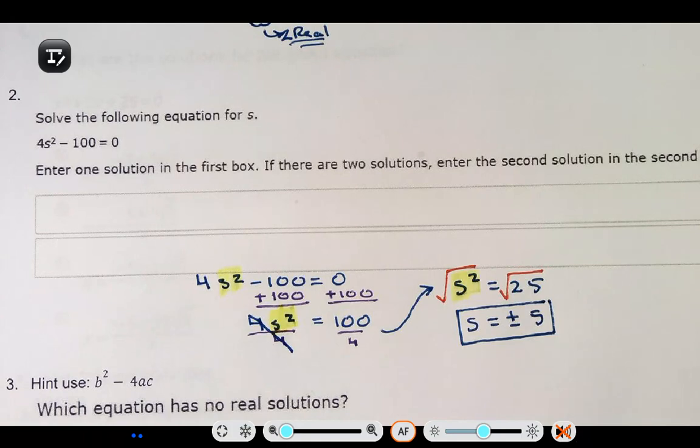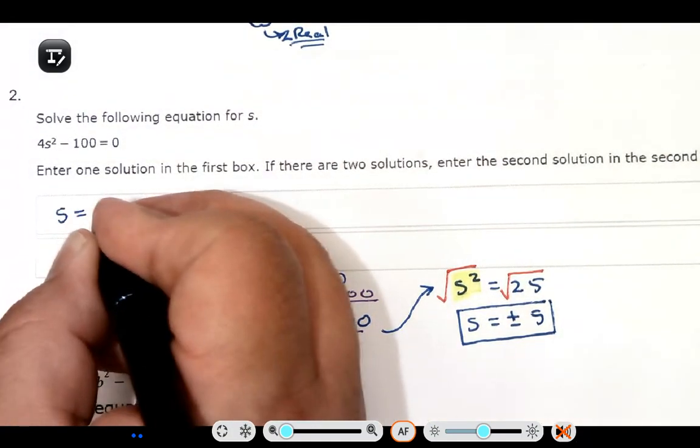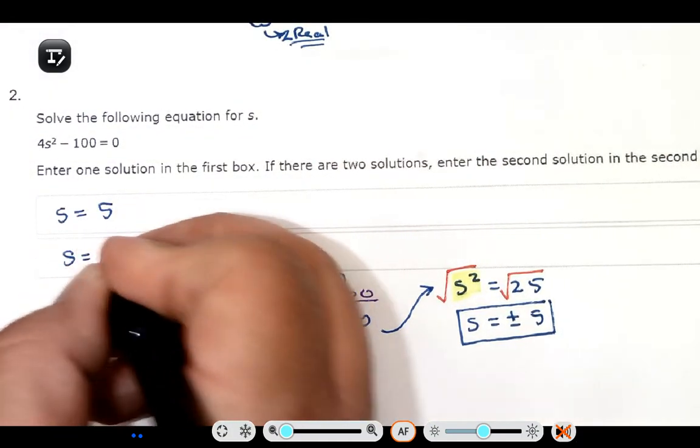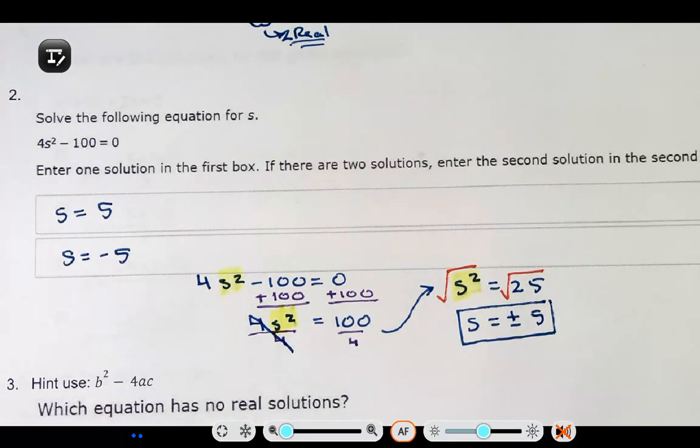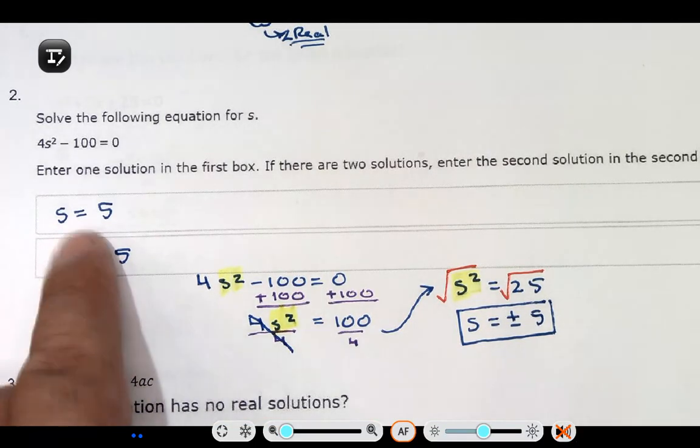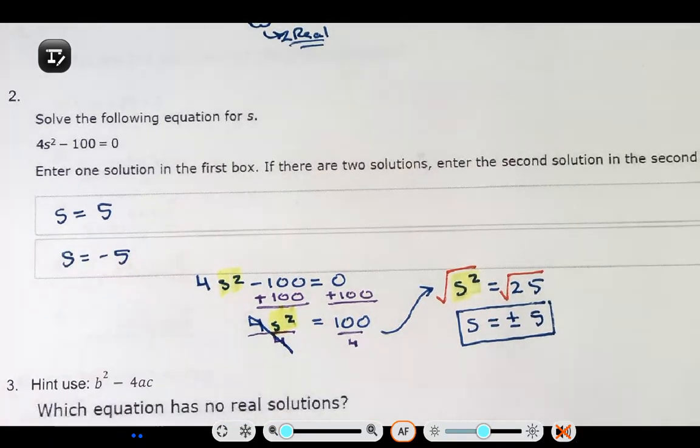That's why we have two boxes here. We're going to say s is equal to 5 and s is equal to negative 5. And honestly, in the SBAC, usually they just want the numbers. They usually don't even want the letters written out. Okay, so again, very much like a test question you're going to get.